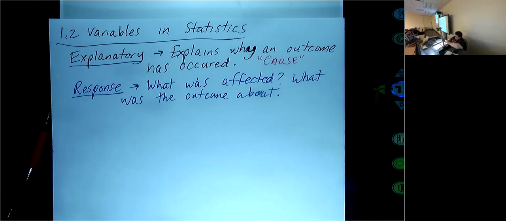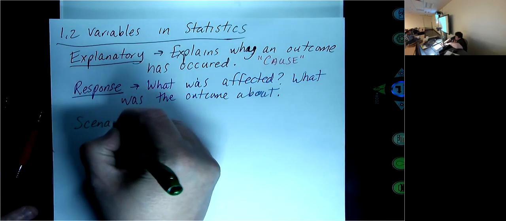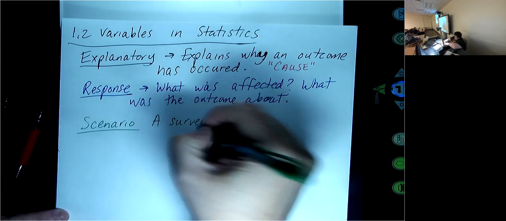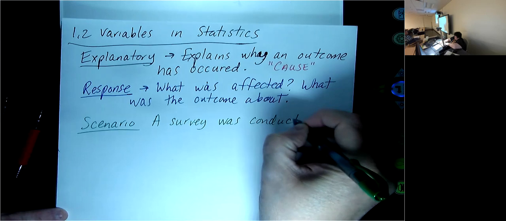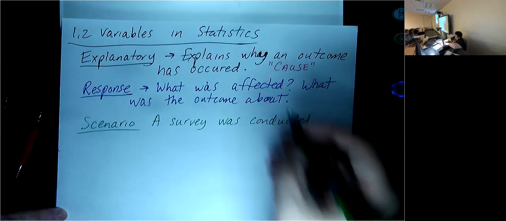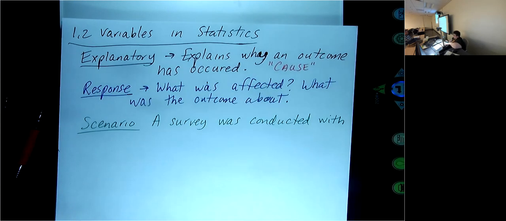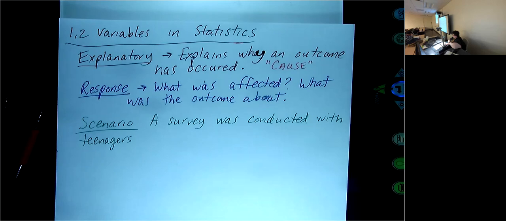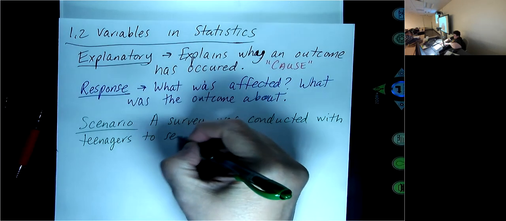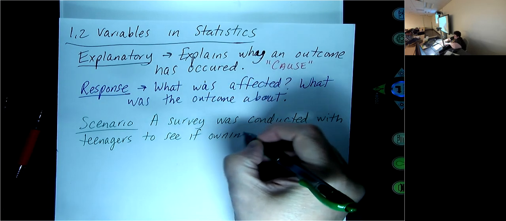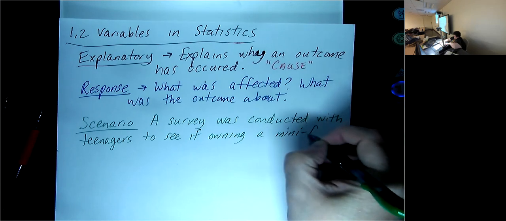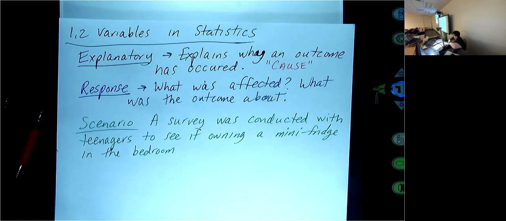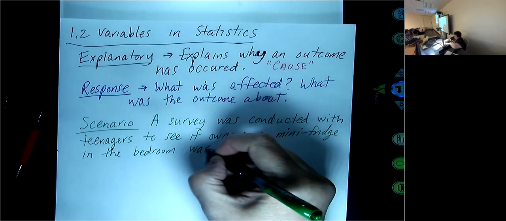So let's give you a little scenario. A survey was conducted with teenagers. They didn't hook them up to shock treatment or anything like that. It was to see if owning a mini fridge in their bedroom was a precursor to, or led to, obesity.